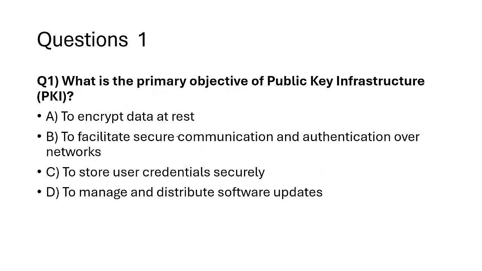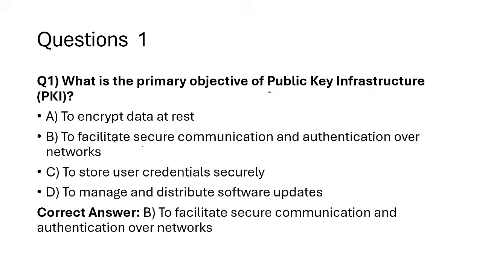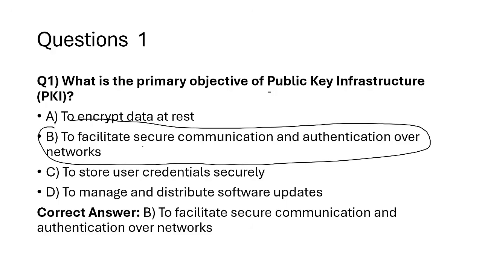So first question, what is the primary objective of the PKI? Option A, encrypt the data. It's not necessary. We can use encryption in transit also, but that is not the primary role. Second is facilitate secure communication and authentication over the network, which makes sense. Store user credentials securely, but that is something we can achieve with the help of encryption. Manage and distribute software updates. That is also one of the requirements, but the biggest is basically B. By the end of the day, it helps you build trusted communication, authentication and all that. So let's move to the next question.